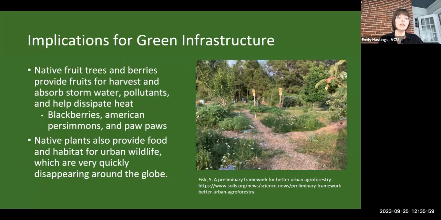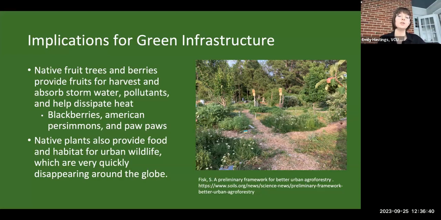And in particular, native fruit trees and berries are really important, both for wildlife, urban wildlife, and urban pollinators, as their habitats are very quickly disappearing, not just in Virginia, but across the globe. So it's really important to consider native plants. A lot of them are perennial, so they'll come back every year and provide those benefits for at least 15, 20 years. Some native plants even live like 50 years. There are some fruit trees that live that long. So it's really important to consider natives in these plantings.